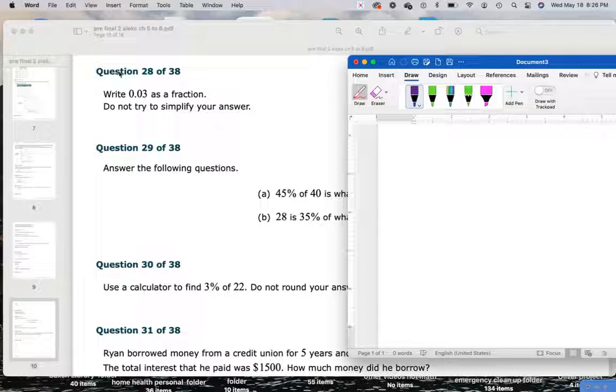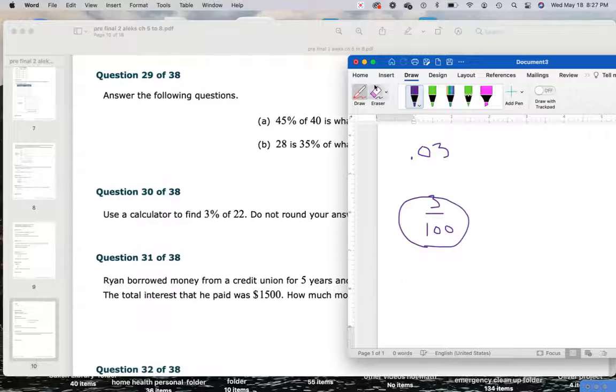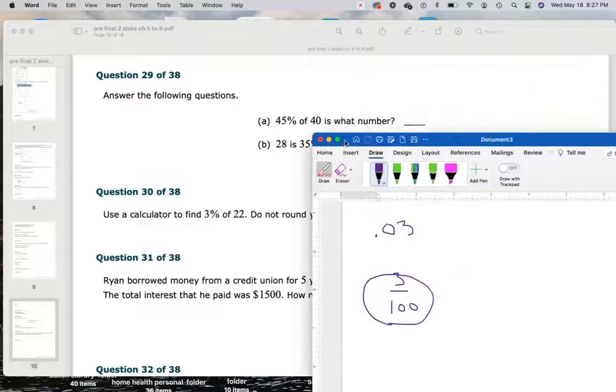All right, question number 28. Write 0.03 as a fraction. That's 3/100, so it'd be 3/100, and there's no way to simplify that, so that would be your answer. Number 29. Answer the following questions.